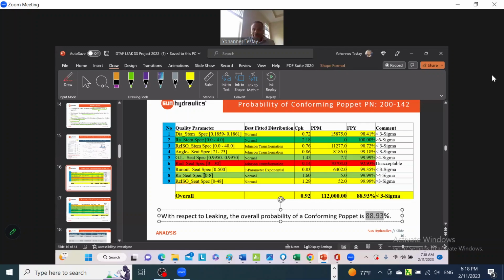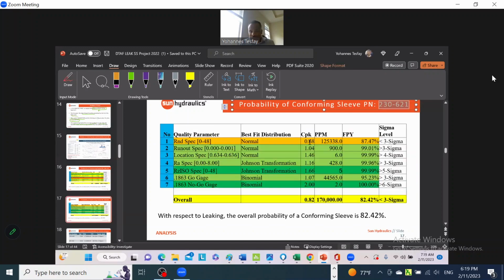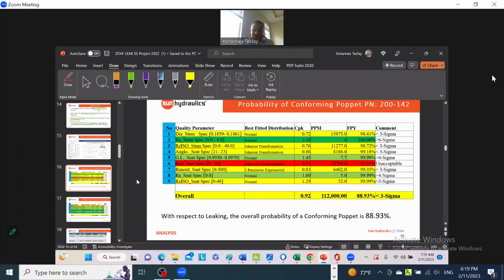Then similarly, we do those things on the poppet, or the piston. Roundness again showed a CPK of this. So it's in the warning stage, but others are relatively greater than 1 sigma level. This is what I already told you earlier: less than 3 sigma is just unacceptable, and greater than 6 sigma is excellent. The sigma levels are already identified.